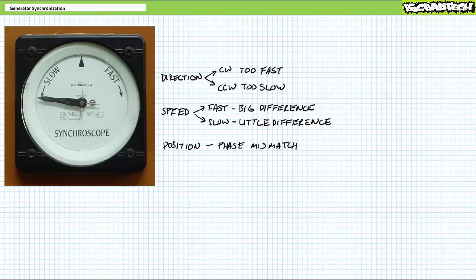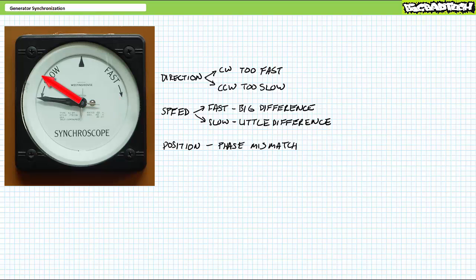Lastly, the instantaneous position of the needle indicates instantaneous phase mismatch. Consider a scenario in which the frequency of the generator perfectly matches that of the grid, however the rotor is leading 90 degrees in advance of the grid. In this case, the needle won't spin at all, but rather remains fixed at 90 degrees.